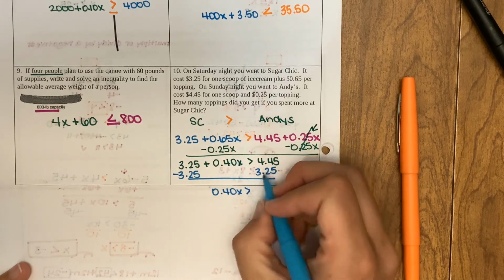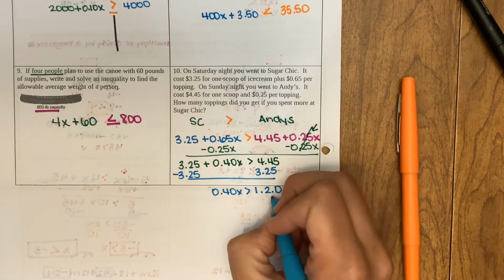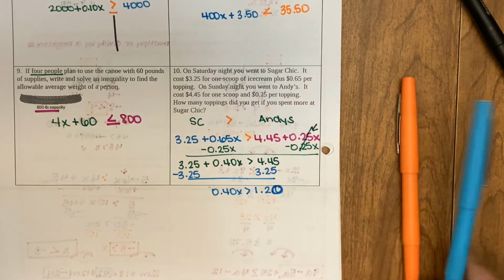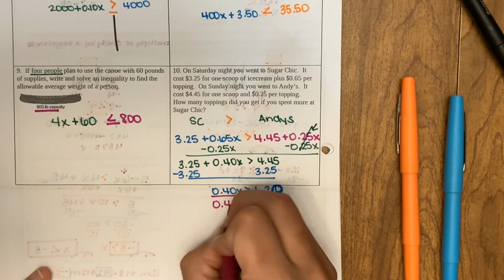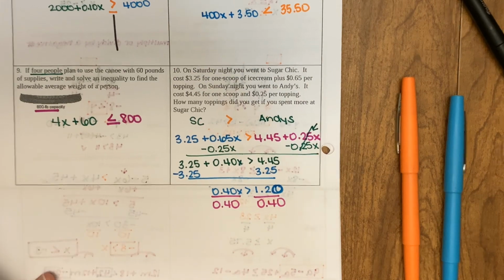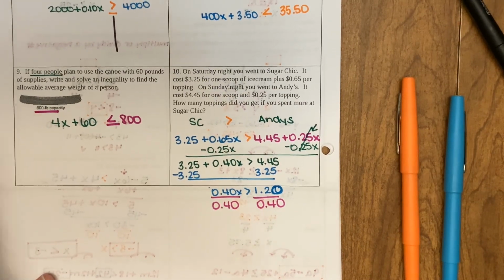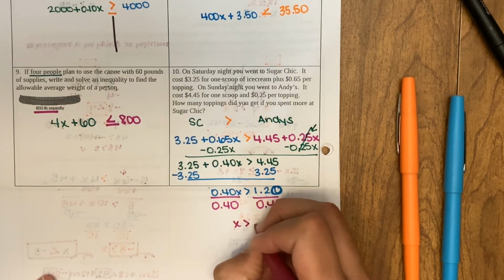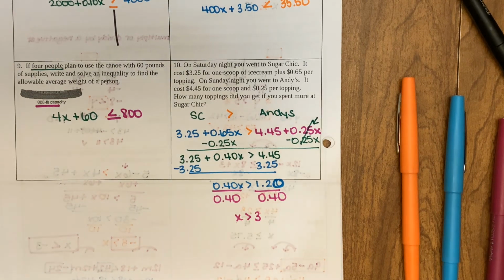0.40x is greater than $1.20. I'm going to divide by my 40 cents. $1.20 divided by 40 cents is 3 toppings. So if you got more than 3 toppings, then your Sugar Chic is going to be more expensive.